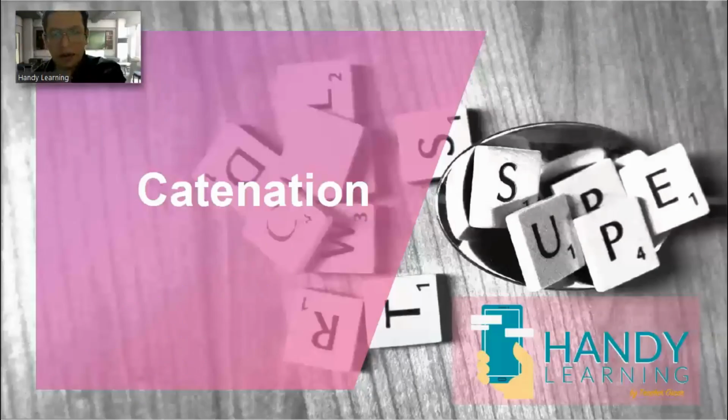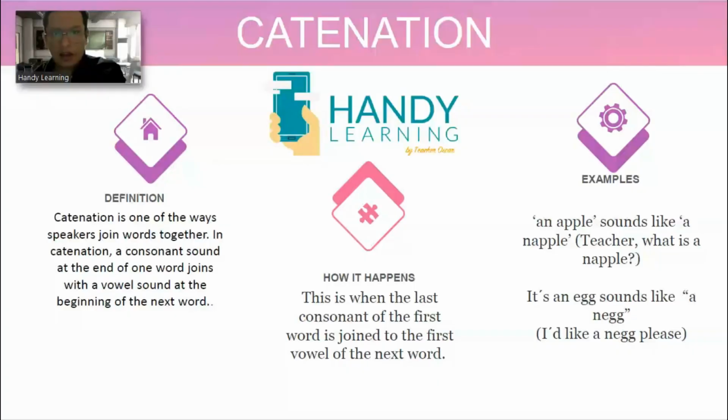Let's go for catenation. Catenation has another name. It is also called linking. Catenation, its definition is one of the ways that we join words together.